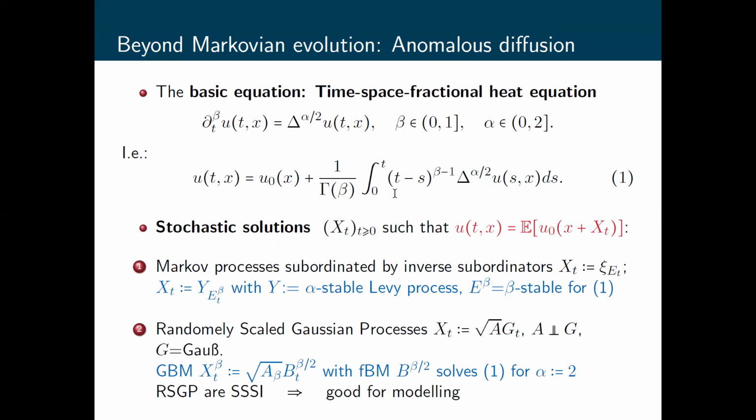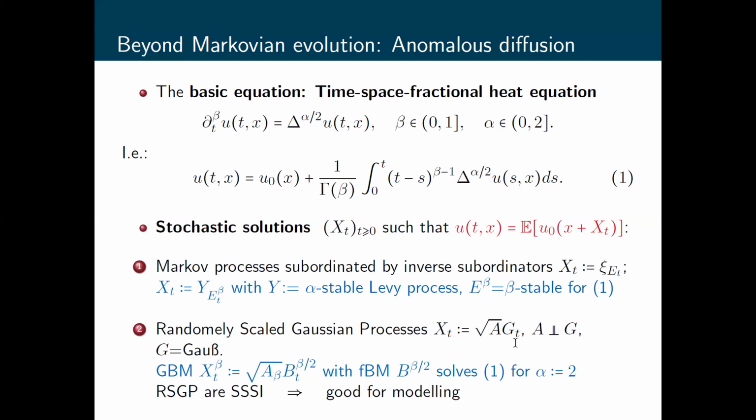But such type of stochastic solutions are found also for a bigger class of equations. Namely, we can replace fractional Laplacian by just a generator of Markov process. And this particular kernel we may replace by any convolution type kernel, which somehow corresponds to subordinators, to Bernstein functions, and hence to inverse subordinators. So such class of stochastic processes is used not only for equation 1, but for some class of equations of this type. There is also another class of processes, so-called randomly scaled Gaussian processes.